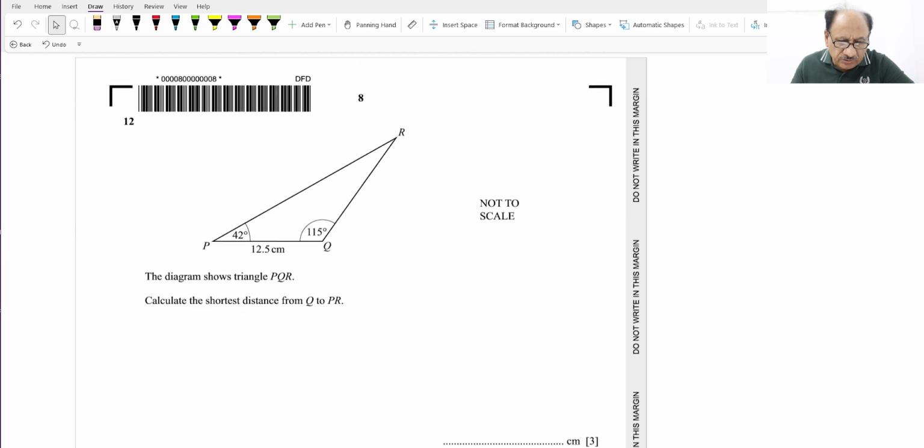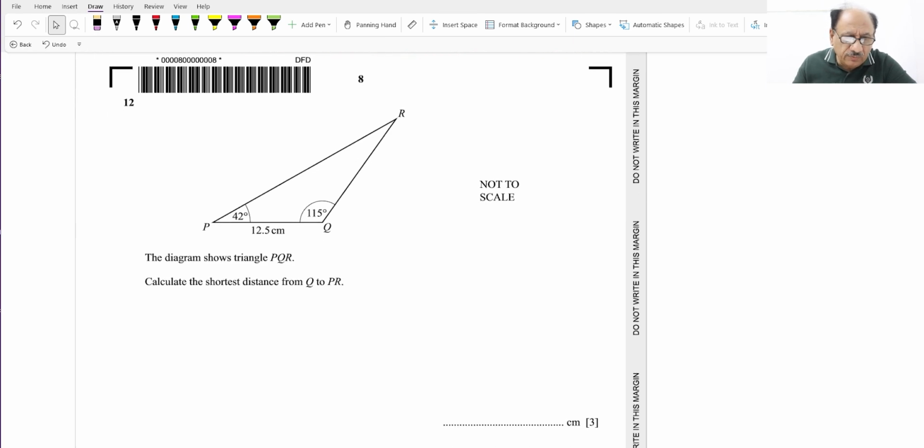Next question is question number 12. Question number 12 says, a diagram is provided which is not to scale. The diagram shows triangle PQR. Calculate the shortest distance from Q to PR. Q to PR, the shortest distance will be this one. This will be 90 degrees.